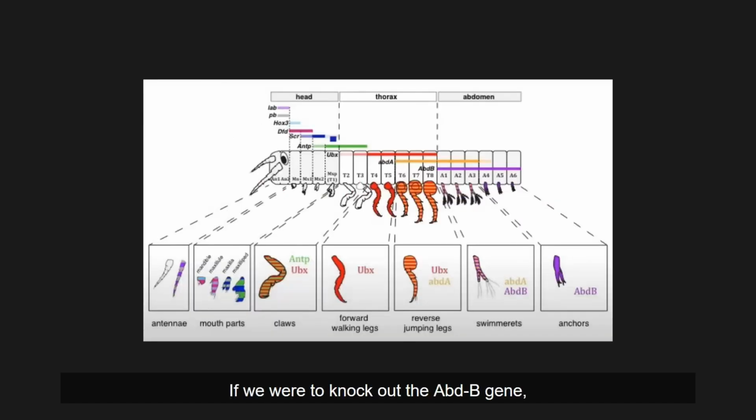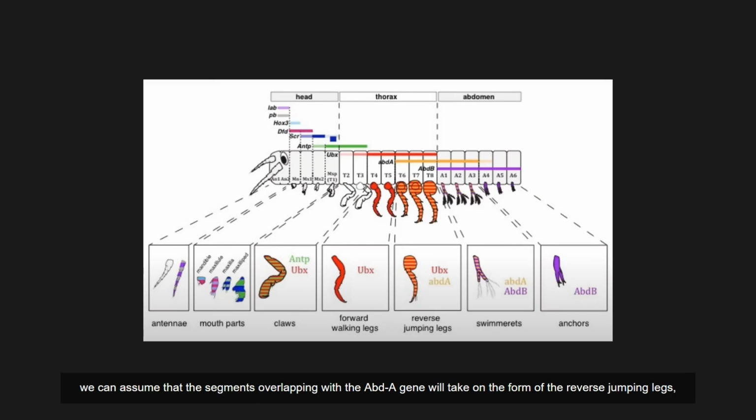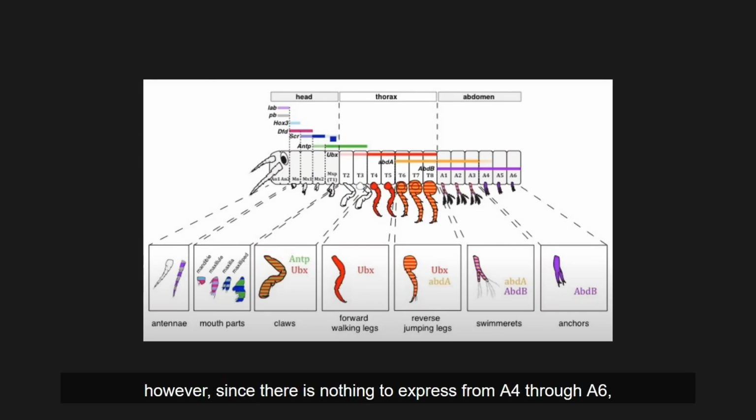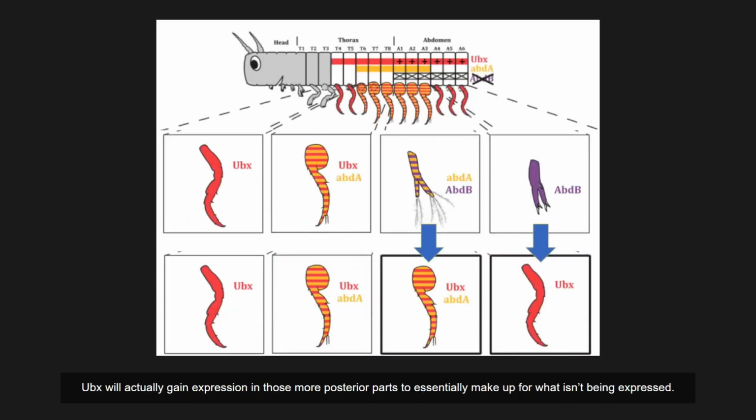If we were to knock out the abdominal B gene, we can assume that the segments overlapping with the abdominal A gene will take on the form of the reverse jumping legs. However, since there is nothing to express from A4 through A6, UBX will actually gain expression in those more posterior parts to essentially make up for what isn't being expressed.